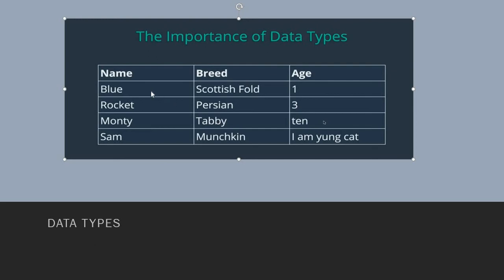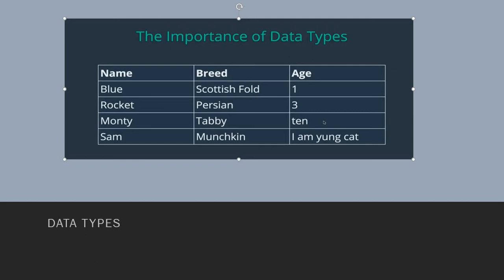So the names are the same as breeds, but if you look over at age, Blue is 1 year and Rocket is 3 years. This is the table for cat types. Monty is 10 years old and it is mentioned as TEN, 10. Sam the cat is just mentioned as I am a young cat. So Sam's age is I am young, correct.